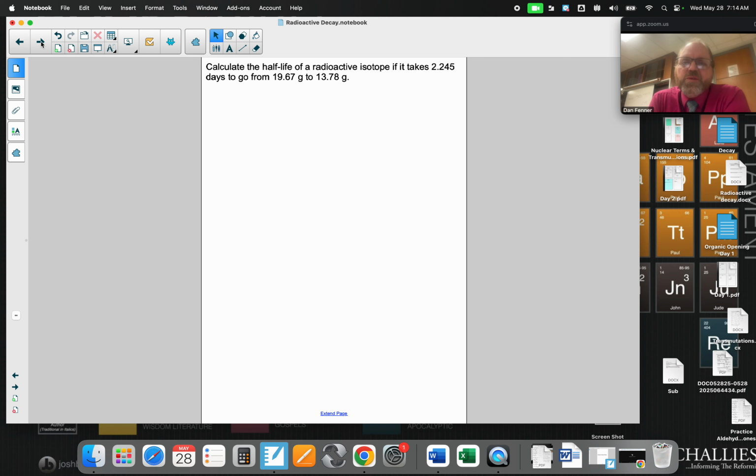Calculate the half-life of a radioactive isotope. It takes 2.245 days to go from 19.67 grams to 13.78 grams. All right, so our graphic organizer again: A sub t, A sub 0, k, and t.